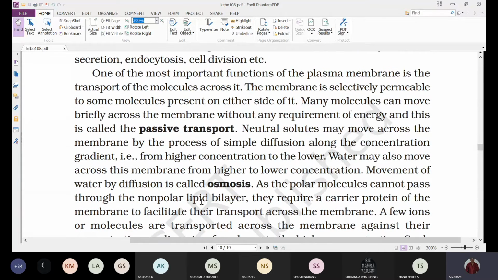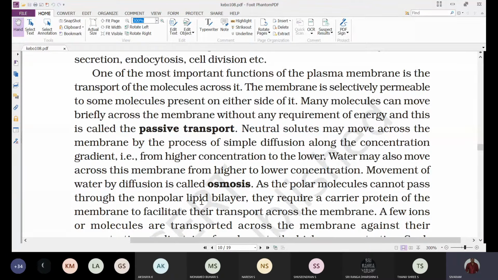And next, one of the most important functions of the plasma membrane is the transport of molecules across it. Already we told you very clearly, the cell membrane is a selectively permeable membrane. That means it allows only certain substances because it is the living layer.